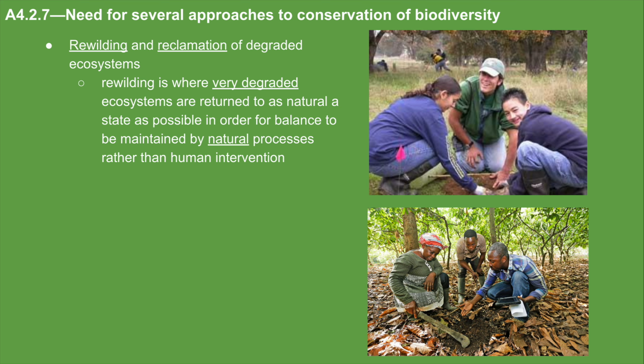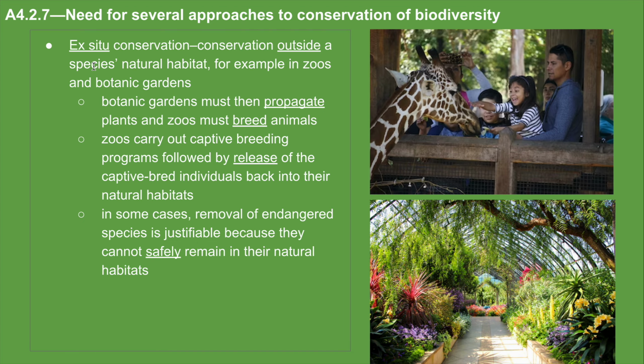Another approach is rewilding and reclamation of degraded ecosystems. Rewilding is where very degraded ecosystems are returned to as natural a state as possible. We want them to be wild again in order for balance to be maintained by natural processes rather than human intervention. Now, we might need to start with some human intervention, but the idea is to put that space back into its wild state.